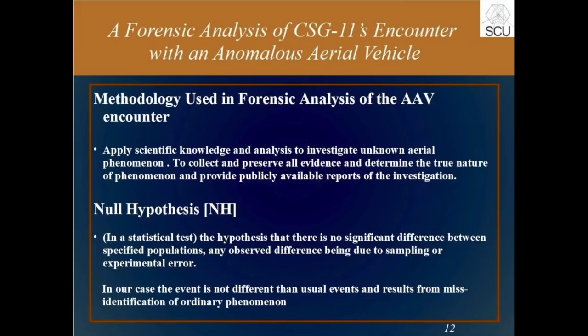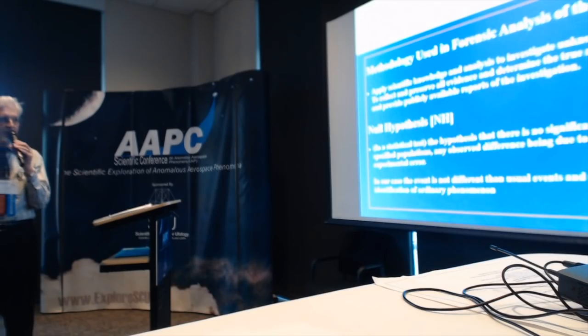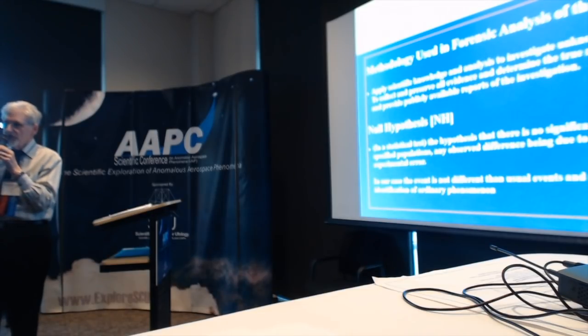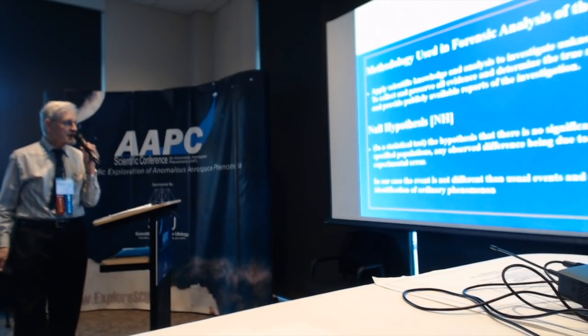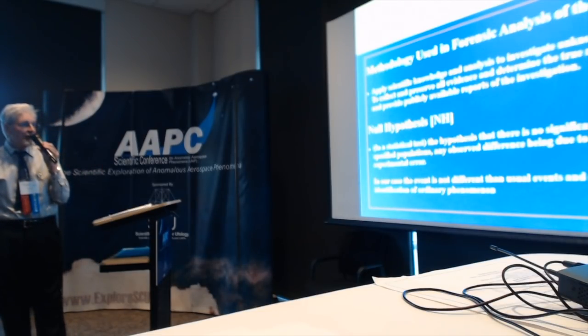The null hypothesis comes from statistics. Basically, when they do a statistical sampling and take a sample, they want to find out how much it differs from the population, and can it be explained as being really different, or is it just part of the population? In our case, we would state this as: the event is not different than usual events and results from misidentification of ordinary phenomena.